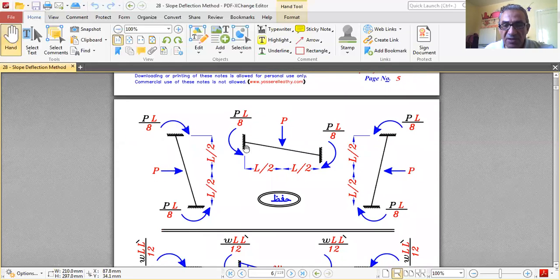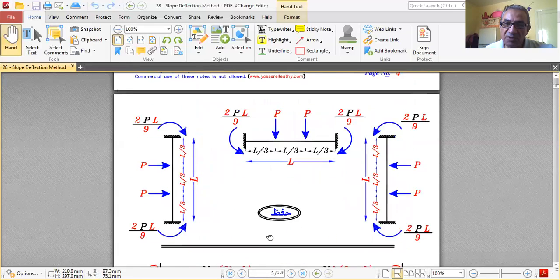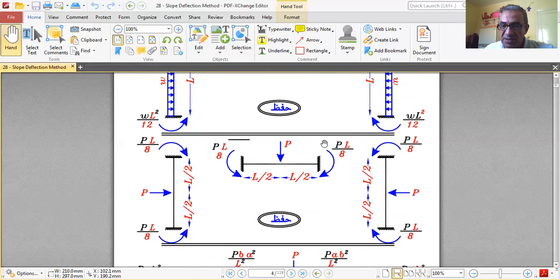We have an inclined beam, fixed, and an inclined beam. We have P but on an inclined beam, not a horizontal beam, or an inclined column, not a horizontal column. P, L over 2, L over 2. Moment is PL over 8, PL over 8. Same thing like the horizontal column, same thing like this one, PL over 8.